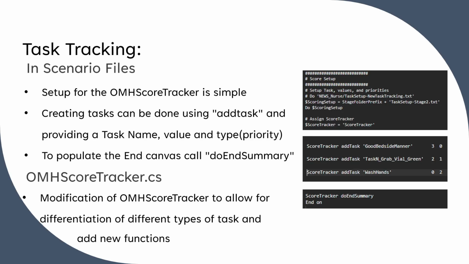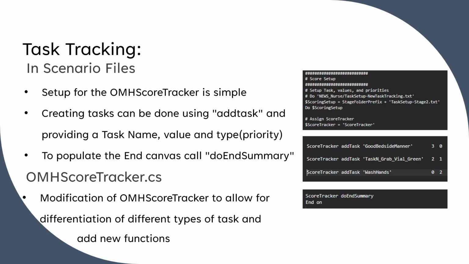Next, we have the task tracking in the scenario files. So as I mentioned, we had to modify the OMH score tracker. So setup for this tracker is fairly simple. So in the setup file for a given stage, you just simply have to first create all the tasks you want to. So here we have it attaching the stage folder prefix to the file itself. So we run that file, which instantiates all the tasks that we need for that stage.